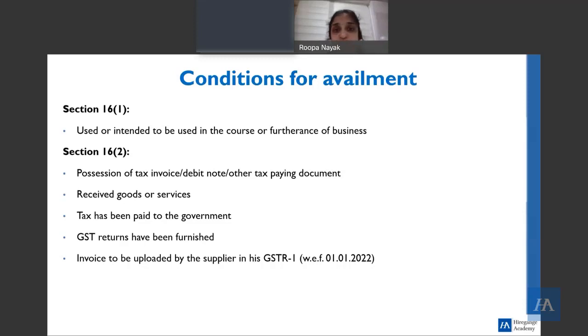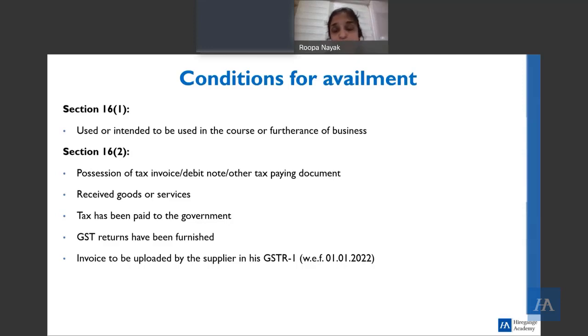So some of the conditions are further set out for the purpose of availment of credit. The recipient has to have the possession of the tax invoice, debit note, or any other tax paying document like a bill of entry, and should have received the goods or the services. The tax should have been paid to the government by the vendor. The credit should have been availed in the 3B returns, which have been furnished by the recipient. And now there is one more draconian condition which has been put in place. That is, the invoice has to be uploaded by the supplier or the vendor in his GSTR-1, and such credit has to be reflected in the 2B of the recipient.